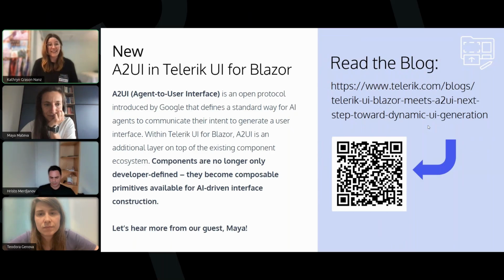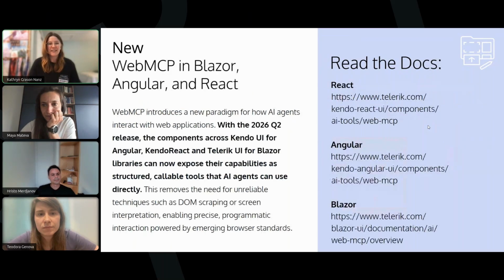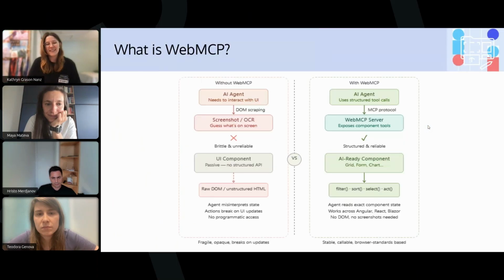All right, next up, we have got some updates to WebMCP and Blazor, Angular, and React. WebMCP introduces a new paradigm for how AI agents are interacting with web applications. And as of this release, components across Kendo UI for Angular, Kendo React, and Telerik UI for Blazor can now expose their capabilities as structured callable tools that AI agents can use directly. There are links to all of the documentation there, but if you're not familiar with WebMCP yet, let's take a quick look at that. Next slide, please.